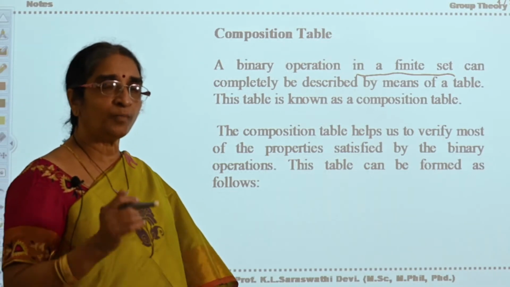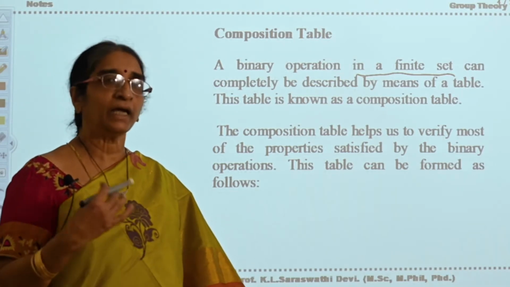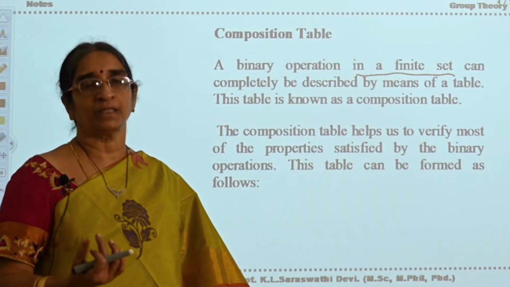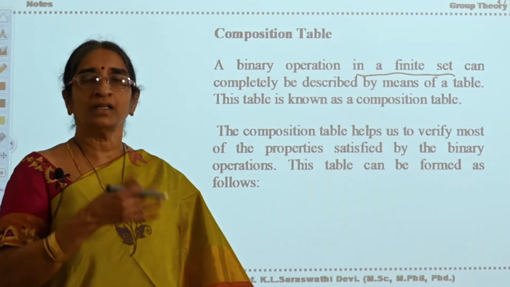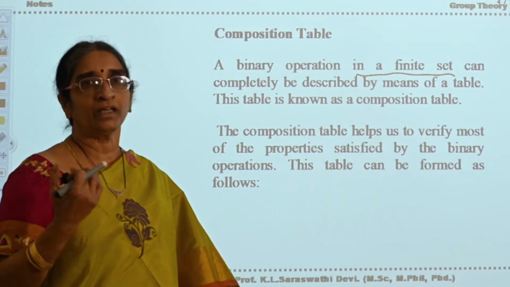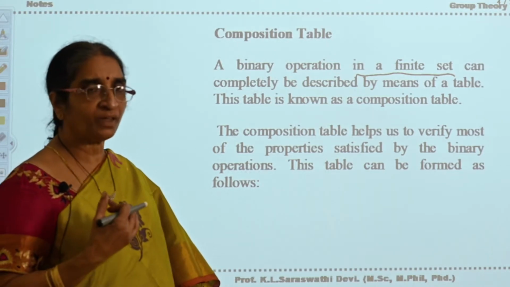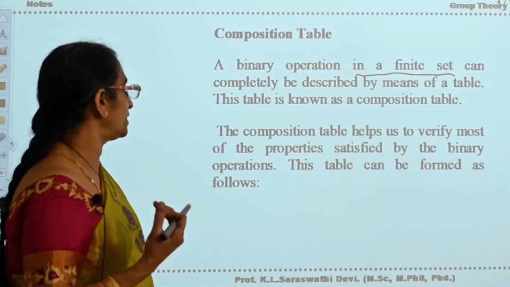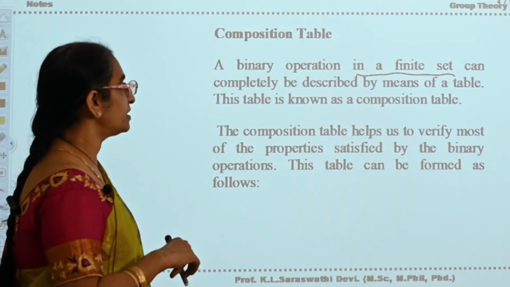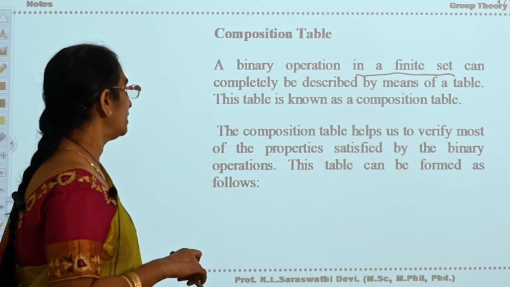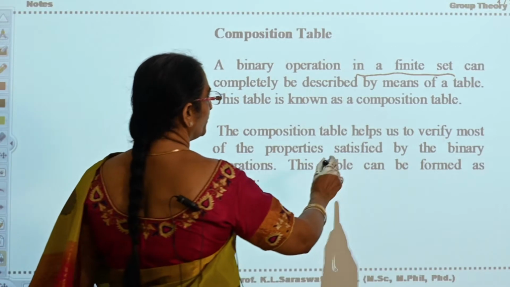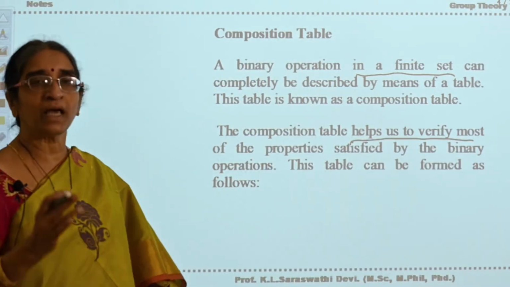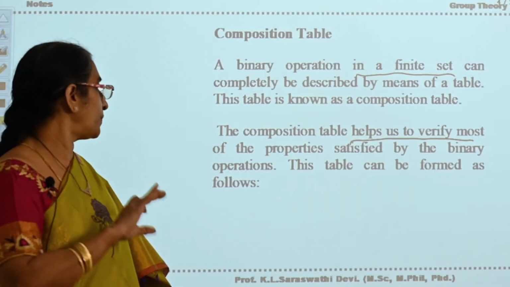The composition table is also known as the Cayley table. Why Cayley? Cayley was a mathematician who invented this group, I think in 1854, if I remember correctly. The table is also called the Cayley table after his name. This composition table helps us verify most of the properties satisfied by binary operators.